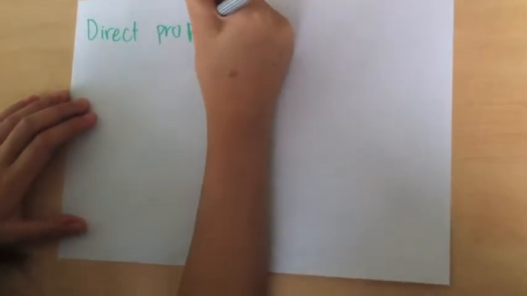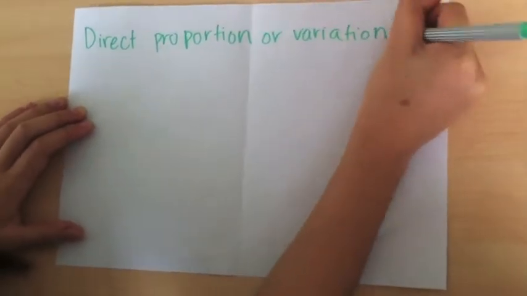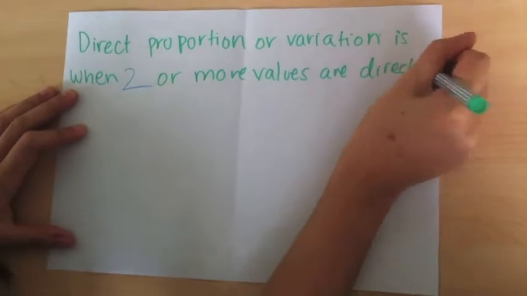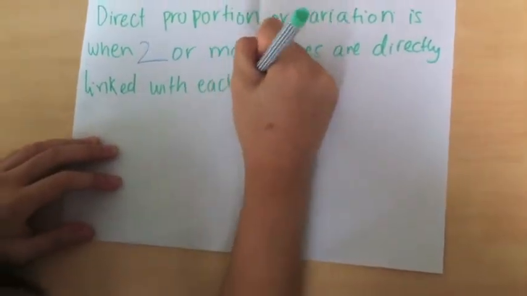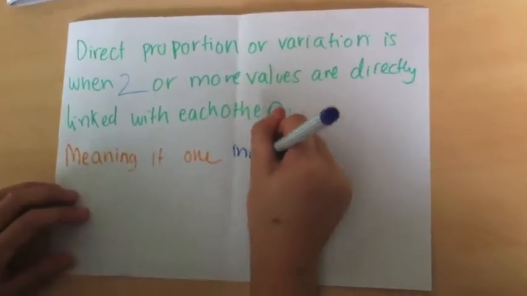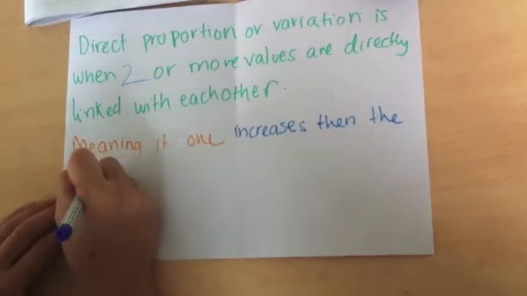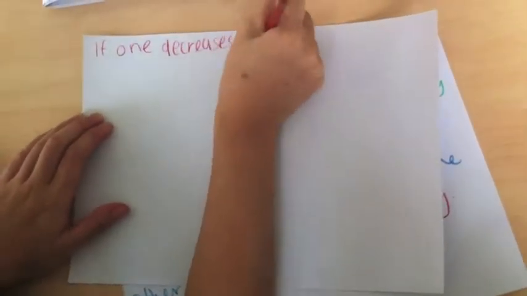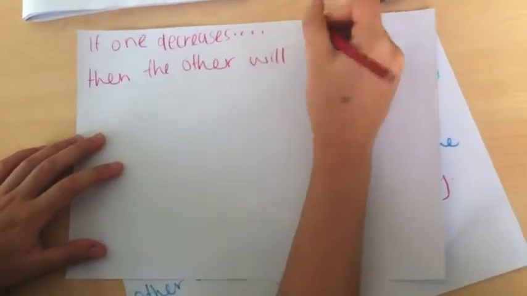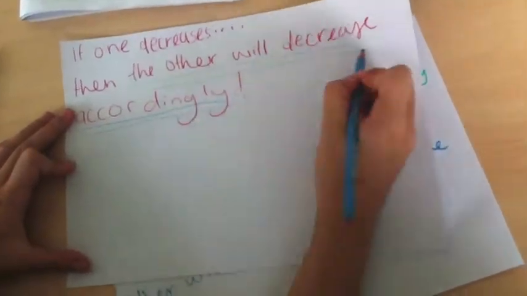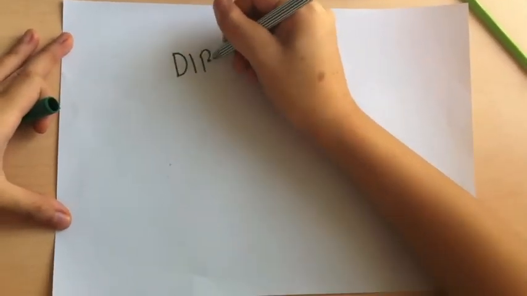Direct proportion or variation is when two or more values are directly linked with each other, meaning if one increases, then the other will increase accordingly. Usually we would talk about how much we do or make something with no end, such as a factory in production. For instance, if a worker is paid in piece rate, the amount of money he is paid is directly proportional to how many units he makes.